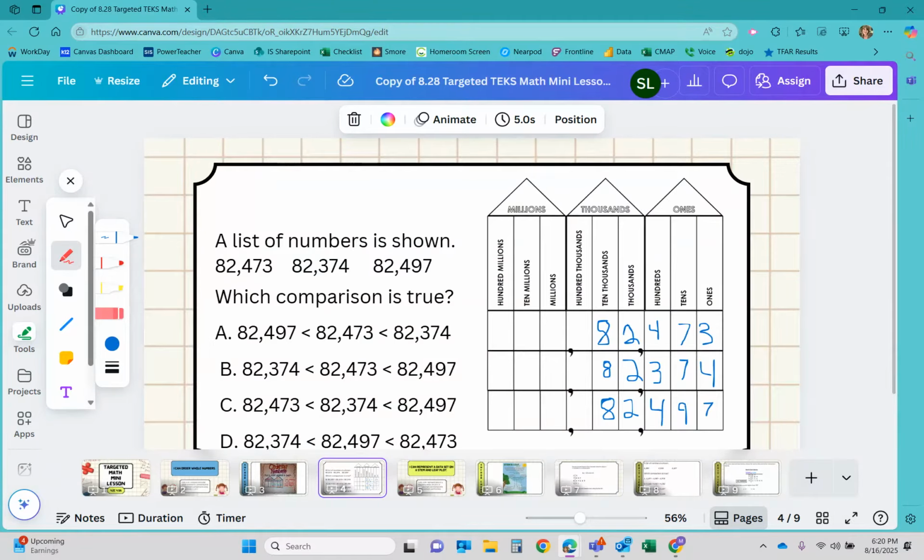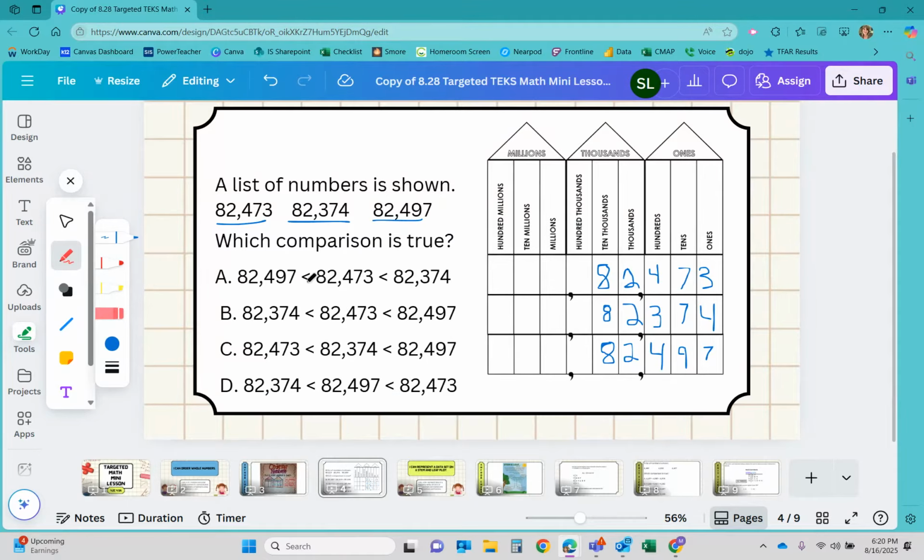Here we have a list of numbers shown, and we want to know which comparison is true. Now, I've already done one of the steps for us, and that first step is using this place value house to put these three numbers in. So I put my first number here, my second one here, and my third one here. Now that I have those written in, I'm going to use those to compare over here.